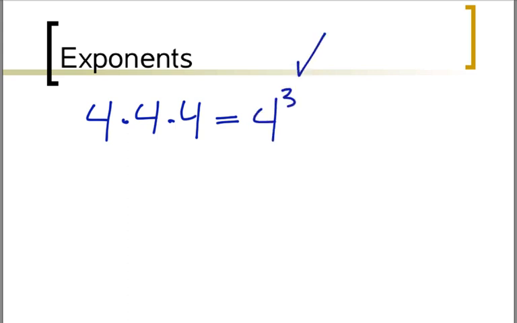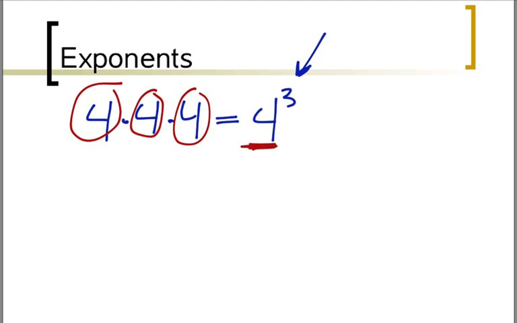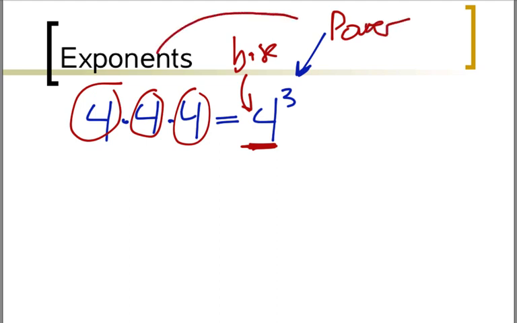And the power is just the sum of how many of that particular number you have. We call that the base. That's the number that's down here being raised to a power. That's called your base. Okay? And the number is called your power, or your exponent. Exponents and powers are the same thing.